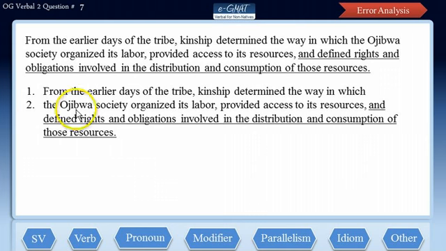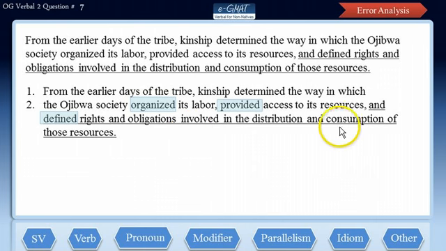Okay, in clause 2, the subject is the Ojibwa society and it has three verbs: organized, provided, and defined, and all these three verbs agree in number with the Ojibwa society. So we do not have any subject verb pair error here. Also, all these verbs are written in simple past tense, talking about the events that took place in the past, so we do not have any verb tense error here. Pronoun those clearly refers to the noun resources, so no pronoun error also.